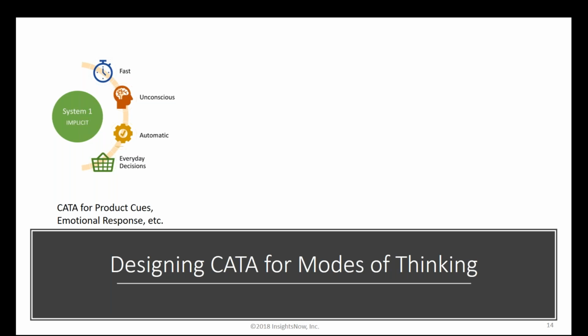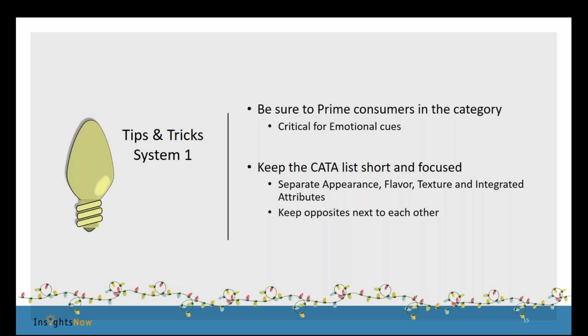For CATA, as I mentioned, we think about product cues and other responses related to product optimization, even including emotions in system 1. The textural example that we talked about, firm and gristle and things like that, is mainly system 1. However, I caveat, when we're going to talk about system 2, it might push into system 2 a little bit as well due to its length. So these fast, quick, autonomic responses are really related to system 1, and CATA fits extremely well there. And the tips and tricks when thinking about CATA for system 1, one thing that you might think about in a different way is making sure you prime consumers in the category.